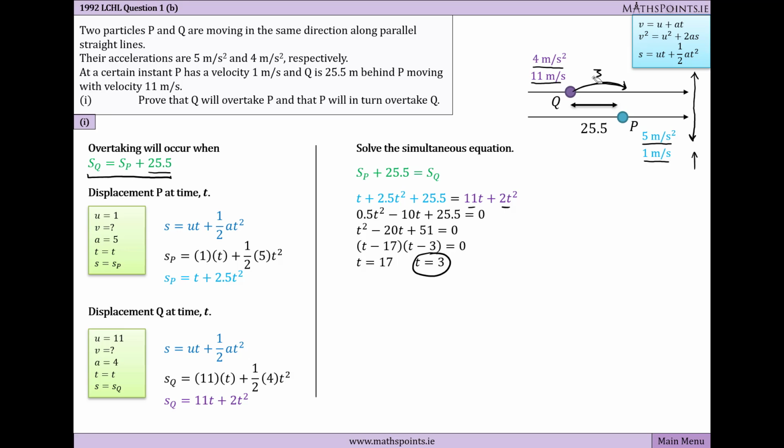That takes 3 seconds. And then P will re-overtake Q after 17 seconds. And so we've proved that Q overtakes P after 3 seconds, and that in turn P re-overtakes Q, and that takes 17 seconds.